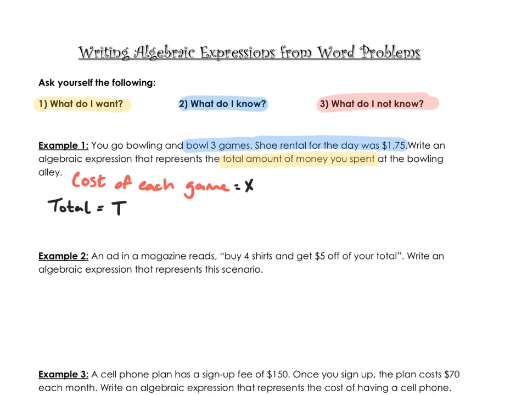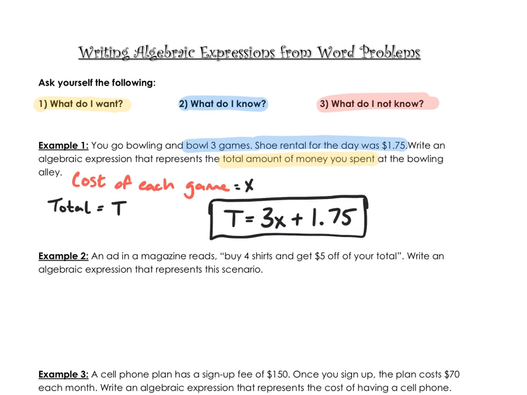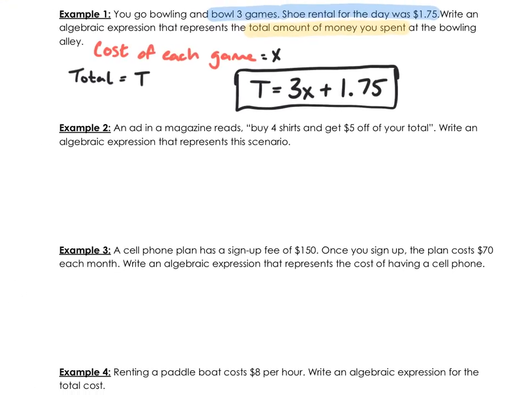So then as we are writing this expression, we would say the total cost is equal to, well, how many games did we play? 3. Do we know what the cost of those games were? No, so it's 3X. But then in addition to that, we also had to pay what? $1.75 for our shoe rental. So that is our algebraic expression. Okay? And you can see it's all based around what do I want to know, what do I know, and then what do I not know. All right? So you've got to follow that process through all of these. Okay? All right, let's continue on to example 2.